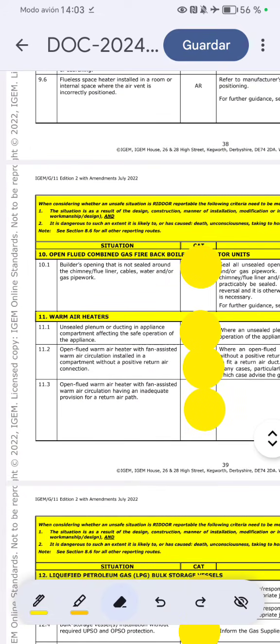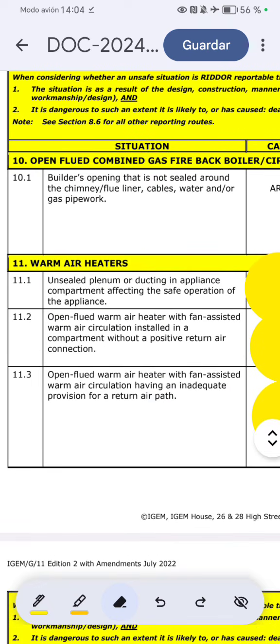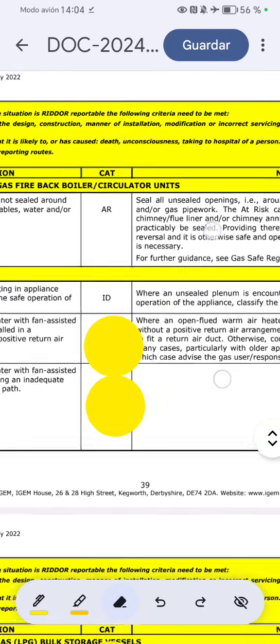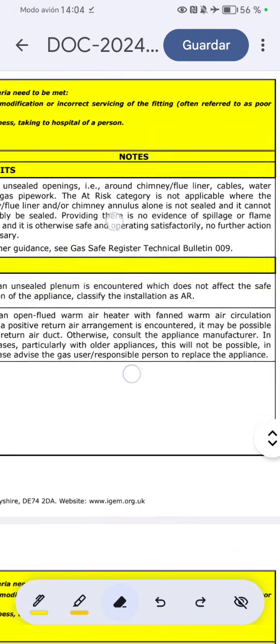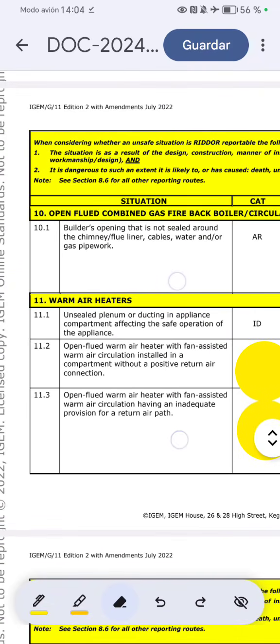Open flue combined gas fire and back boiler and so on. Builders opening that is not sealed around the chimney/flue liner, cables, water and or gas pipework. Builders opening. I'm going to say at risk. 11. Warm air heaters. 11.1. Unsealed plenum or ducting in the appliance compartment affecting the safe operation of the appliance. At risk. ID. Sorry. Let me read that one again. I got that one. Where an unsealed plenum is encountered which does not affect the safe operation of the appliance, classify the installation as at risk. Maybe that's what I was thinking.